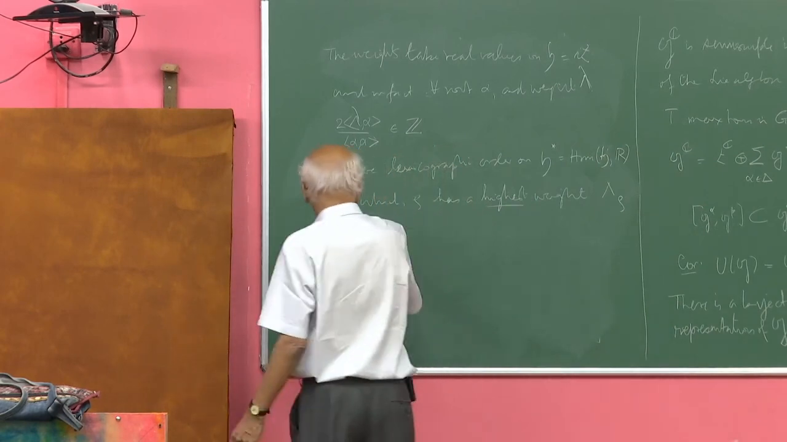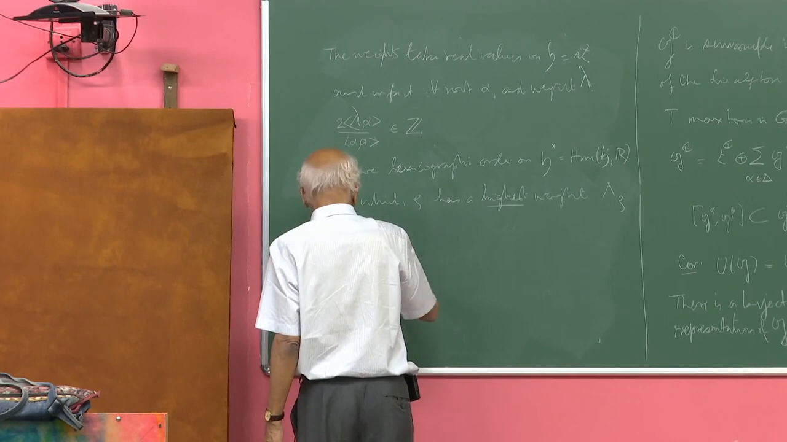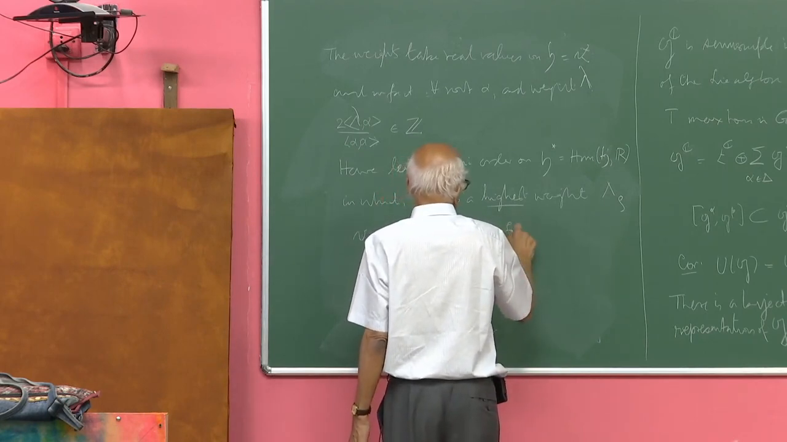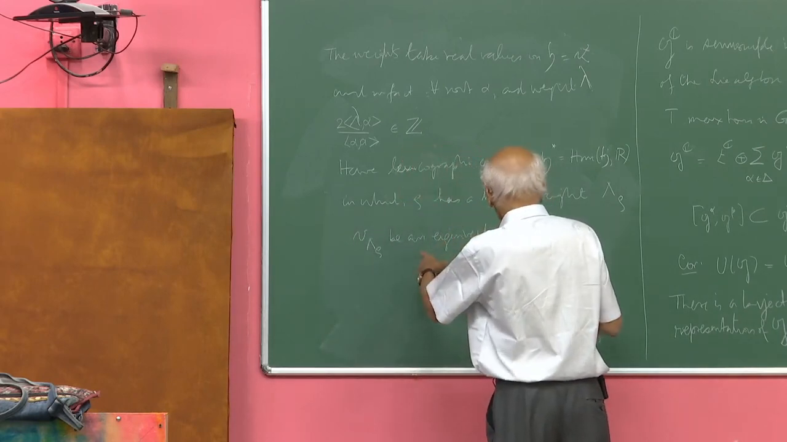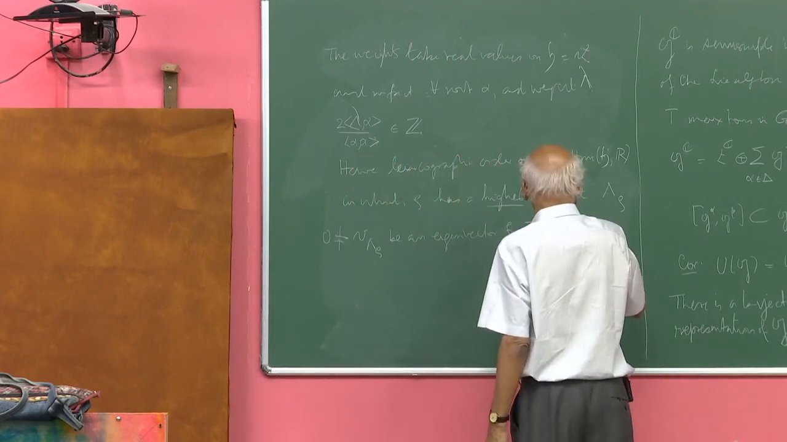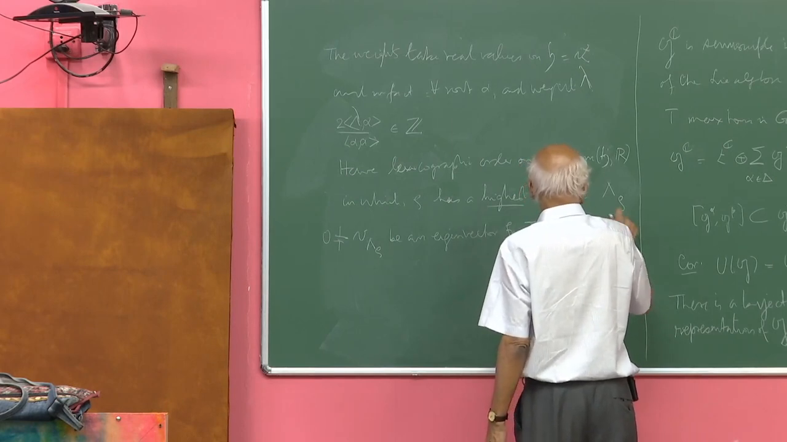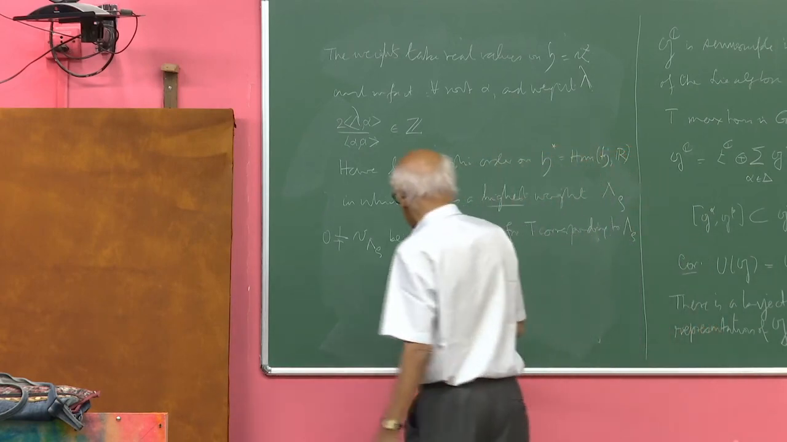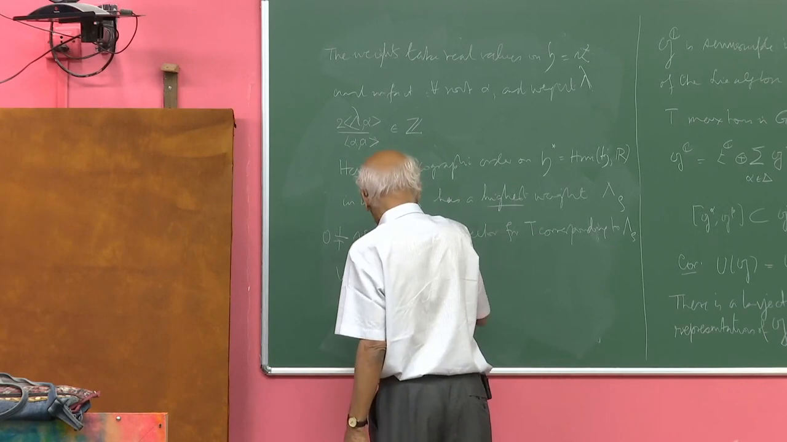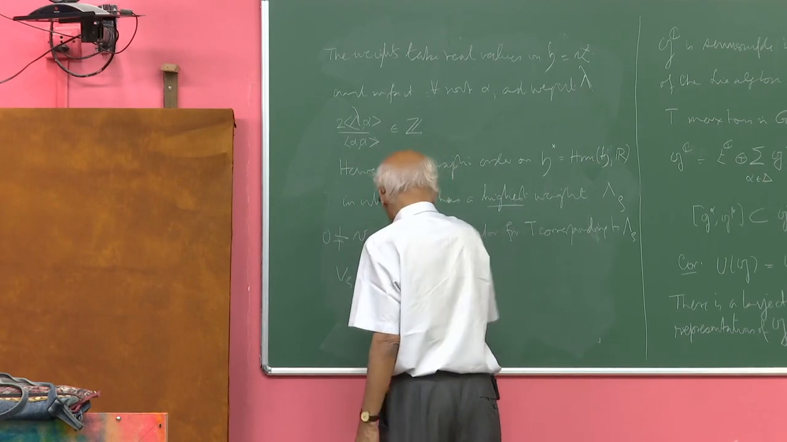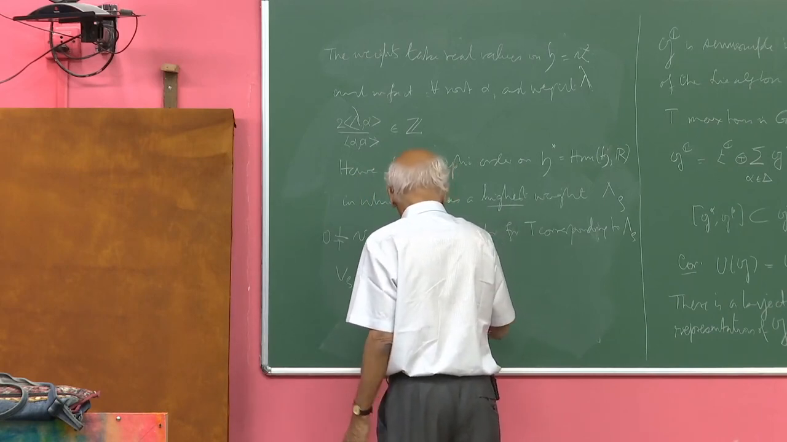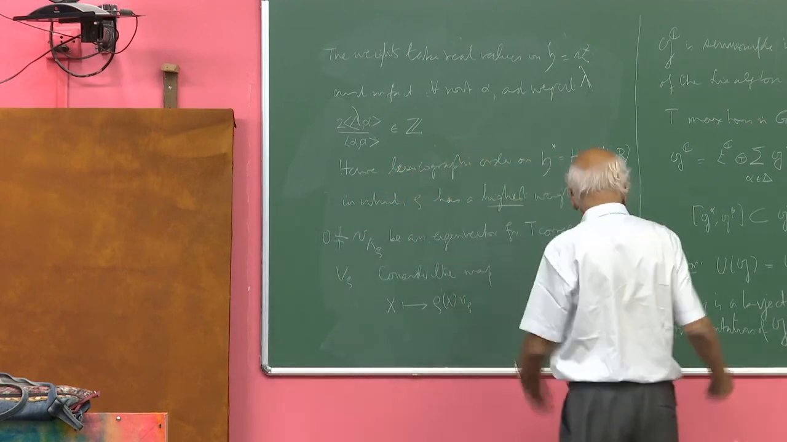Now, let v lambda rho, or v rho, be an eigenvector for T corresponding to lambda rho. Now, we have this space V rho and it is a UG module, so it makes sense to consider the map X going to rho X v rho. I use rho also to look at the way UG operates on it.